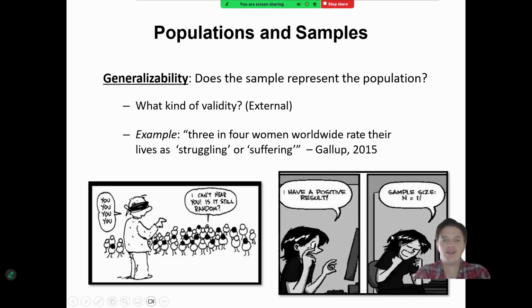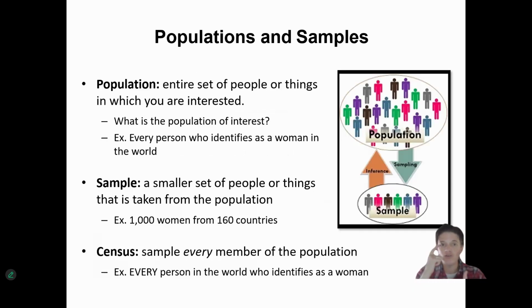I love this, right? Like picking people randomly, or like I have a positive result, I can make a conclusion, sample size 1, right? And we often make conclusions from our own experiences, but if we want it to represent everyone, it's really important that we choose a good sample and we make sure that it's fair and random. So that's kind of what we'll focus on here.